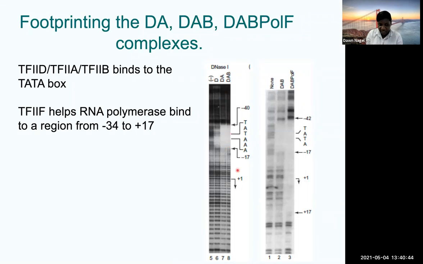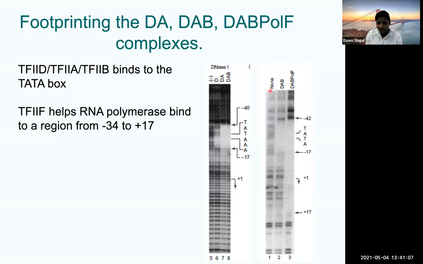So again, in a footprinting assay, what is protected means that you're not cleaved. That means the protein is bound to that complex, right? If you have D alone, there's a little bit of binding at the TATA box, which is the first one. And as you add more, the complex is getting larger, so you have more region that's protected.